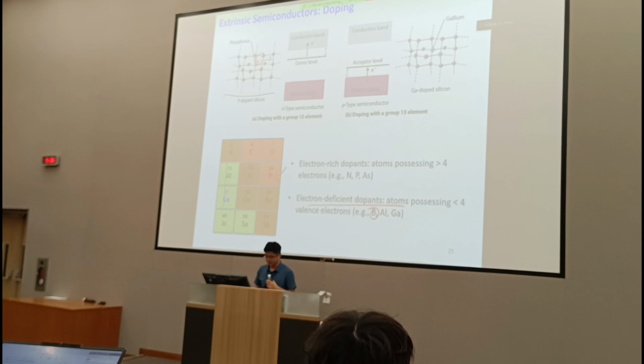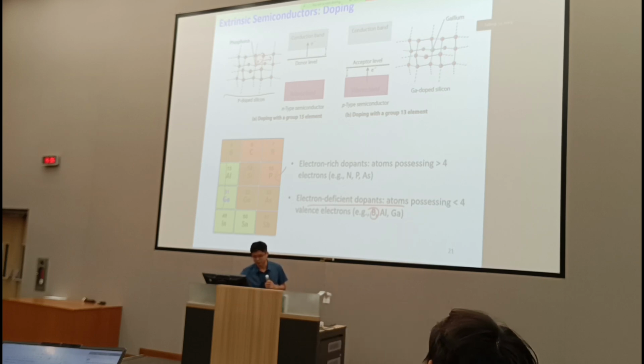How do you ionize the electrons? For example, this is phosphorus. How do you ionize these donors?